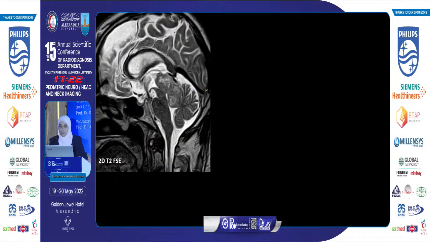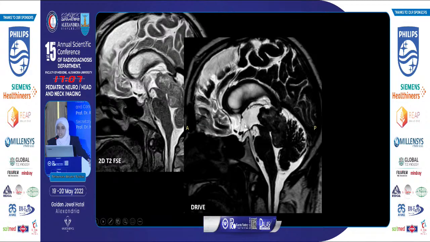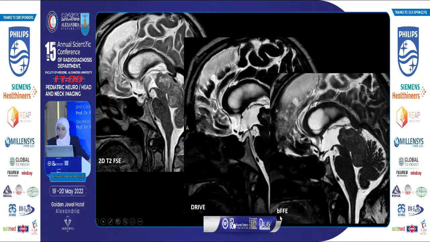So what are the differences between the two-dimensional sequences and the three-dimensional sequences? In the two-dimensional conventional sequence, we can see the signal void appears more obvious in conventional T2. In the DRIVE sequence, it appears as a slit, less obvious than the conventional T2 2D sequence. And in balanced fast field echo, we can see no signal void or flow artifact within the floor of the third ventricle here. So it is important for demonstration of the anatomy without any flow-related artifacts related to the CSF flow.